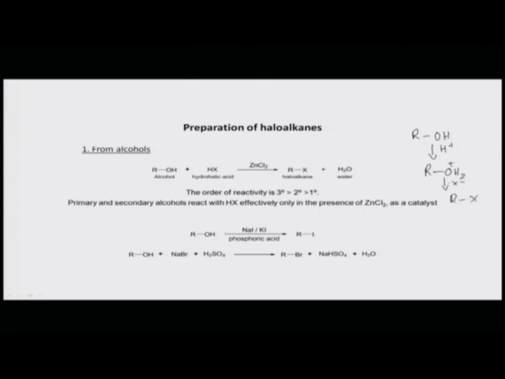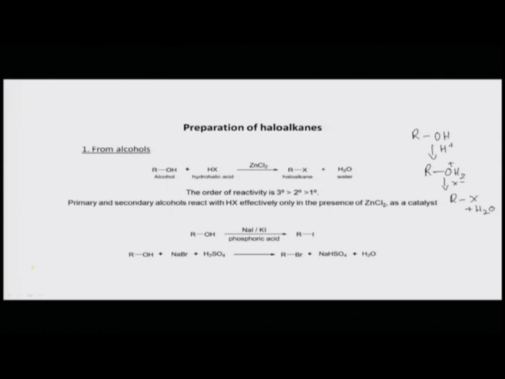So this is how alkyl halides are made from alcohols. If you take an alcohol and put it with an HX, hydrohalic acid, we would get the haloalkane, which I have shown here, along with a molecule of water. So you would see that water comes out. That is the simplest way of representing this reaction.